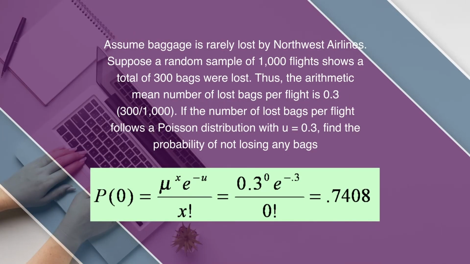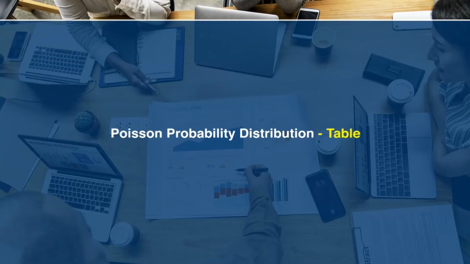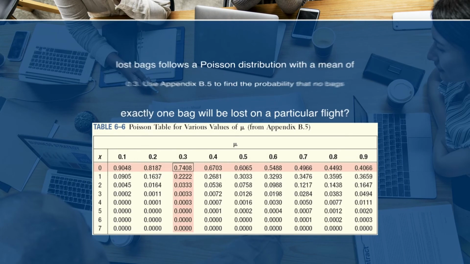Assume baggage is rarely lost at the Indian Airlines. Suppose a random sample of 1000 flights shows a total of 300 bags were lost. Thus the arithmetic mean number of lost bags per flight is 0.3, which is 300 divided by 1000. If the number of lost bags per flight follows a Poisson distribution with mu equal to 0.3, the probability of not losing any bag is mu to the power x, e to the power minus mu, upon factorial x. If we put in the values, the probability of 0 is 0.7408.